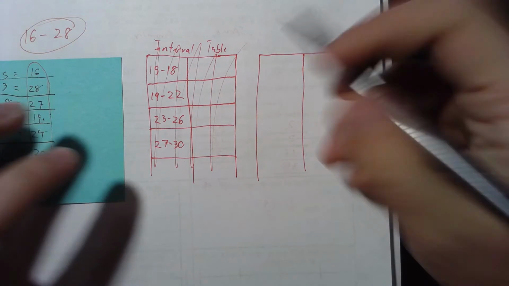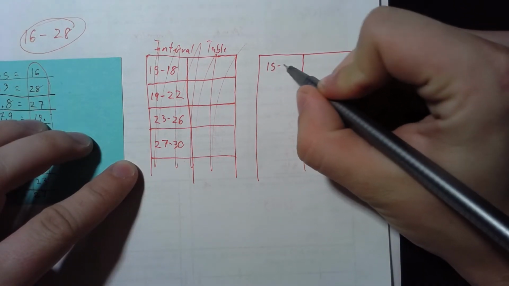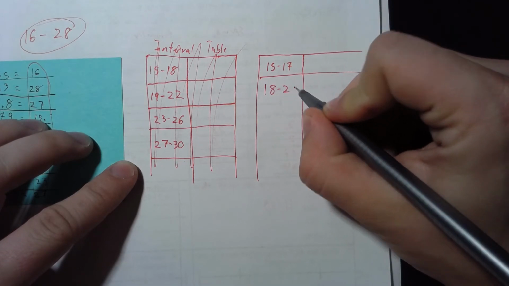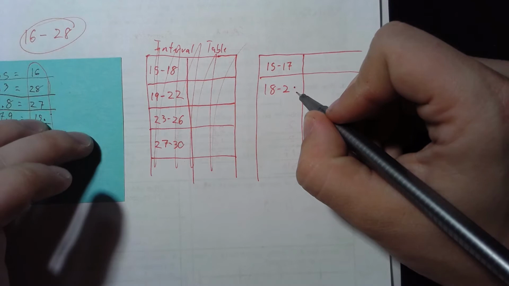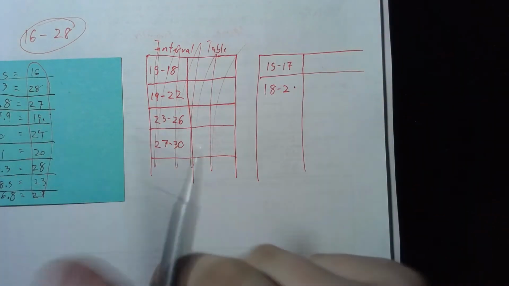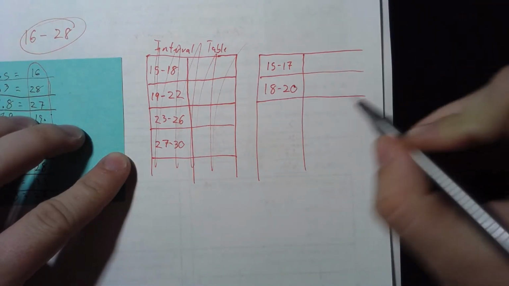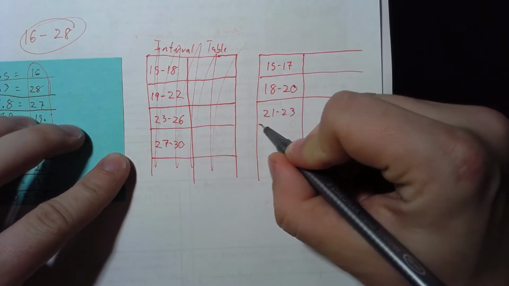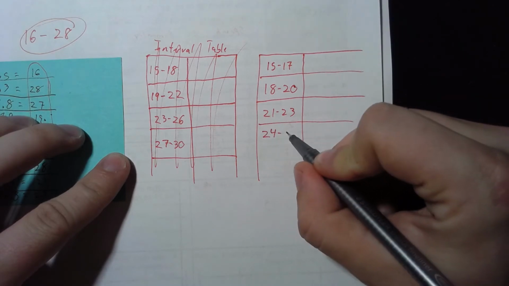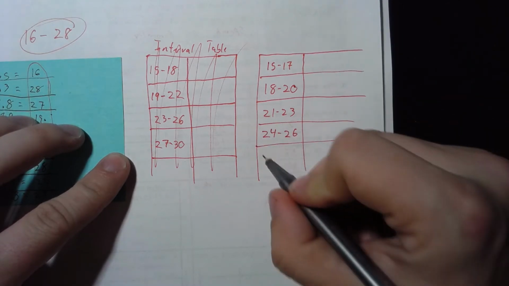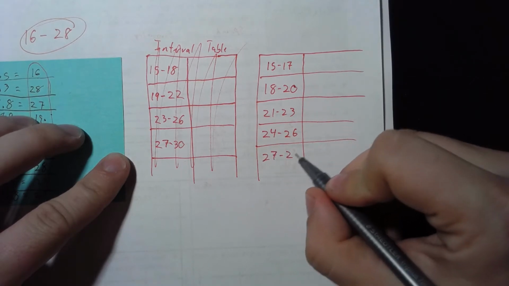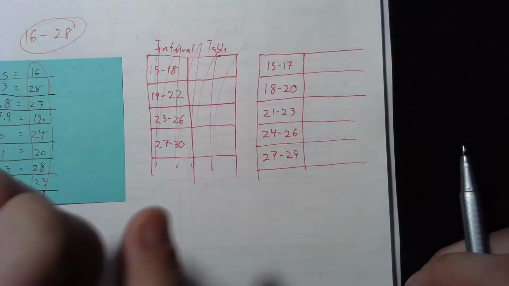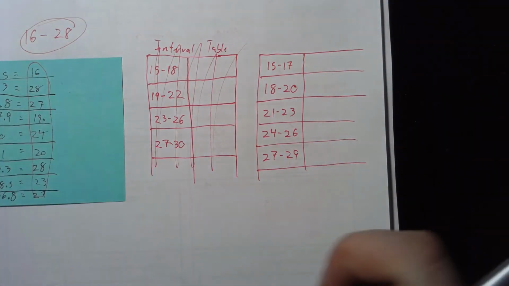I'll go from 15 to 17, and then 18 to 20, or is that 21? 18, 19, 20. Nope, 20. And I'm going to go from 21 to 23. Now we'll go to 24 to 26, and then 27 to 29. That's a bit better. I prefer having 5 bars a lot more. It just looks like more effort went in.